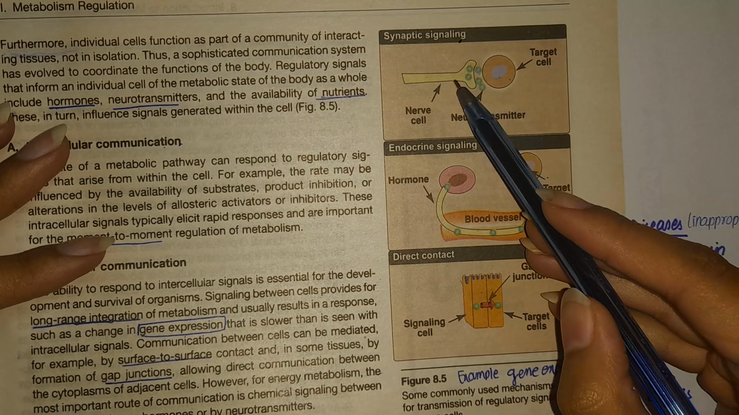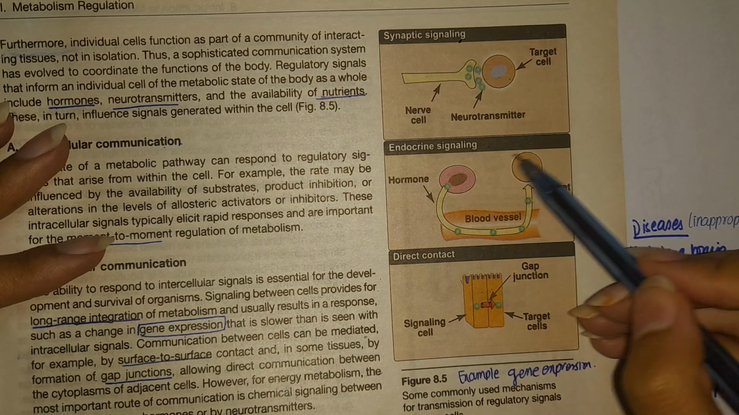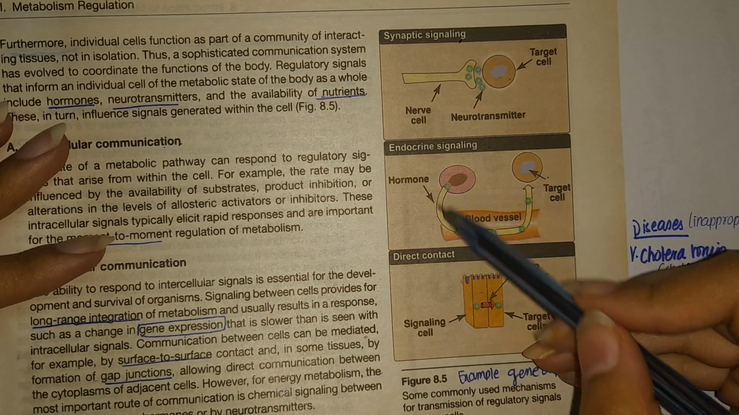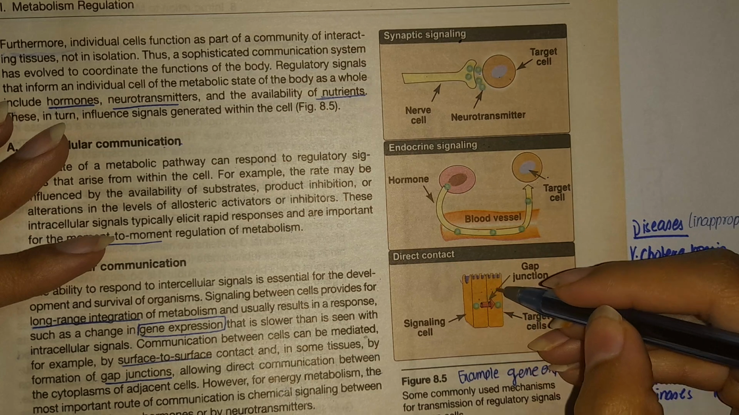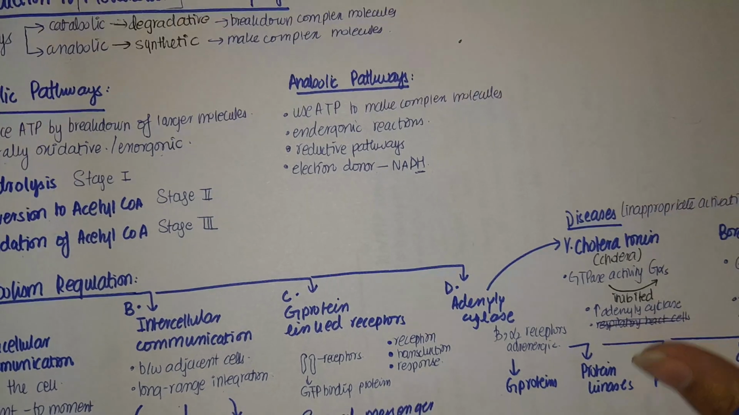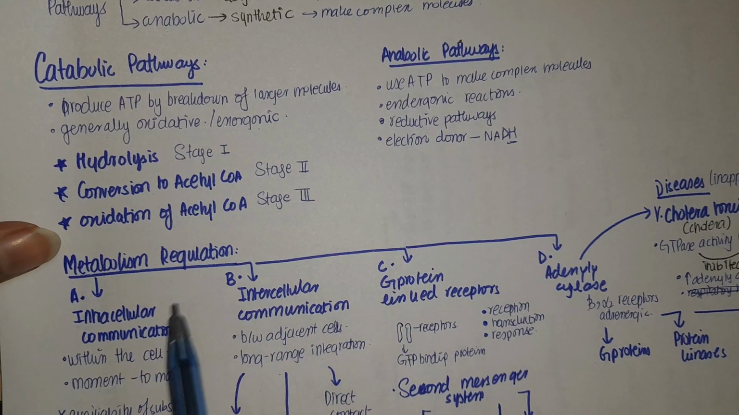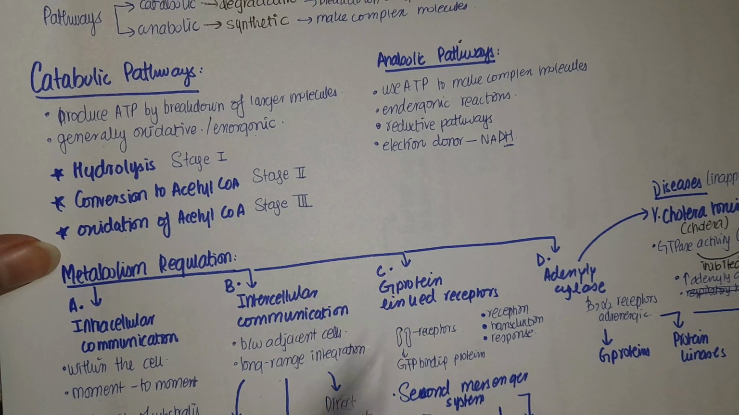So it can either be from a nerve cell to a target cell by means of a neurotransmitter, from a blood cell to another target cell by means of a hormone, and from one cell to another, generally closely placed cells, by means of a gap junction. Now the first two things we discussed were intracellular communication, inside the cell, and intercellular, between the cells.